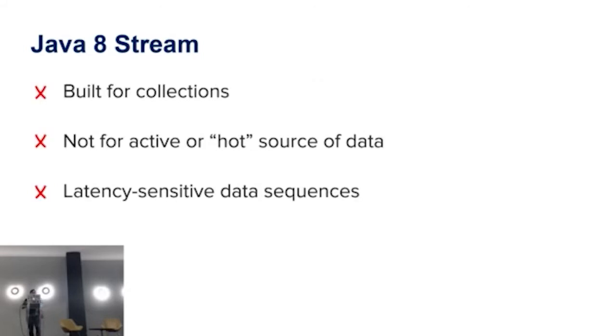But it's built for collections, and it's not an active or hot source of data. What that means is that if we have a client and then a microservice, a remote server, and we call that with the Streams API, we can't get individual items from that HTTP connection, right? So it's not a hot source of data. And it's not very good for latency-sensitive data sequences, because if we return a collection, we have to return everything.